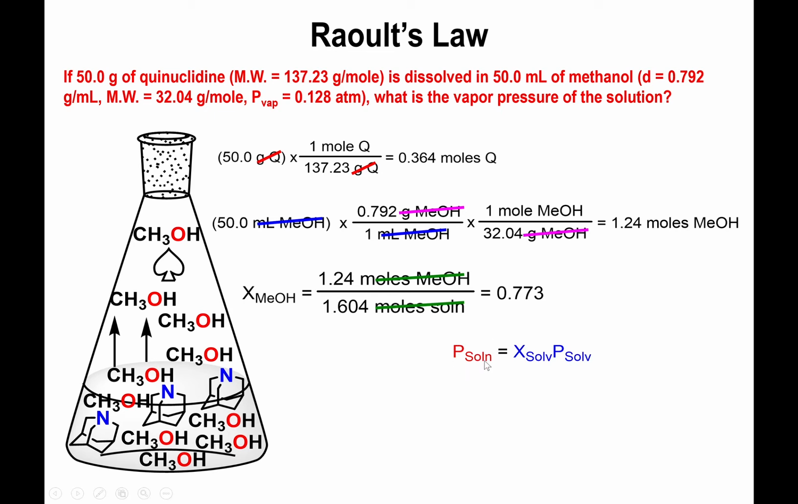Vapor pressure of solution is equal to the mole fraction of the solvent times the vapor pressure of the solvent, which we know from the data right here to be 0.128 atmospheres. So we multiply that vapor pressure by the mole fraction, which is 0.773, and that yields the vapor pressure of the solution, which indeed is lower than the vapor pressure of the solvent.